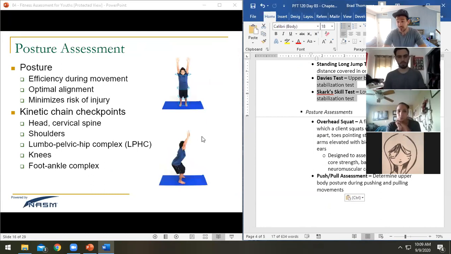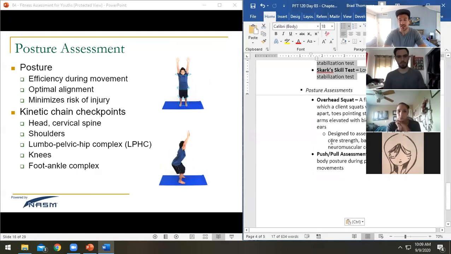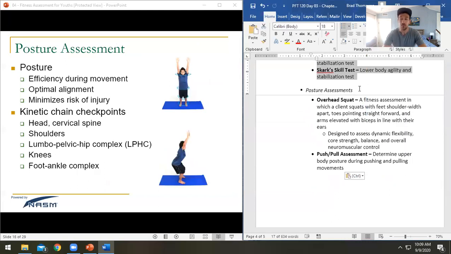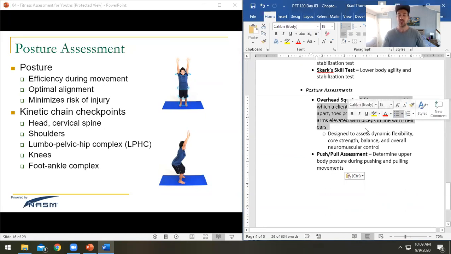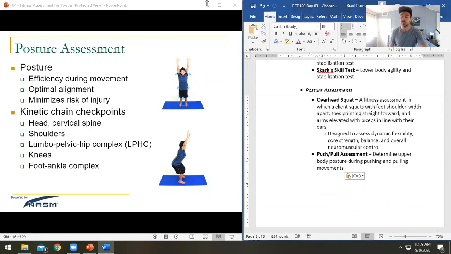Okay, last section here, main section at least, we got our posture assessment. So there's two primary posture assessment types that we are going to look at. There's the overhead squat assessment, which is a fitness assessment in which a client squats with feet shoulder width apart, toes pointing straight forward, arms elevated with your biceps in line with the ears. So you're going to have your client stand, arms up, in line with their biceps, and they're going to squat.